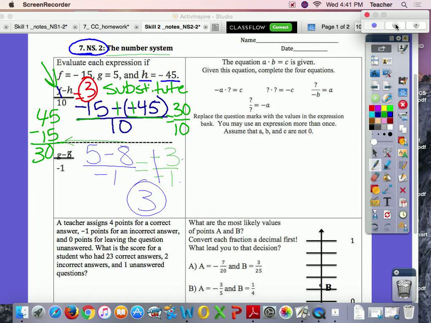Go ahead and read the next problem, and then we will go over it. The equation A times B equals C is given. So this is the information that we already know. Given this information, or that equation, complete the 4 equations below. So we're looking to solve all of those. Down here it says replace the question marks with the values in the expression B. You may use an expression more than once. So we're looking to fill them in with A's, B's, or C's.